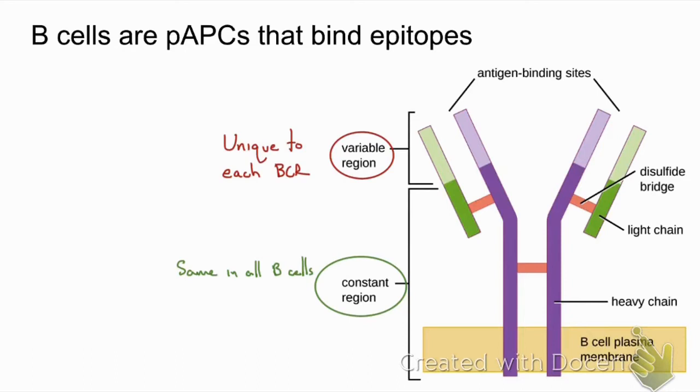Now, these variable regions then contain the antigen binding sites. And what you may notice here is that whereas in the T cell receptor there was only one antigen binding site, well, B cell receptors have two of them. Keep this structure in mind because we're going to come back and talk about antibodies in a little bit. And the antibody is essentially a non-membrane bound B cell receptor.